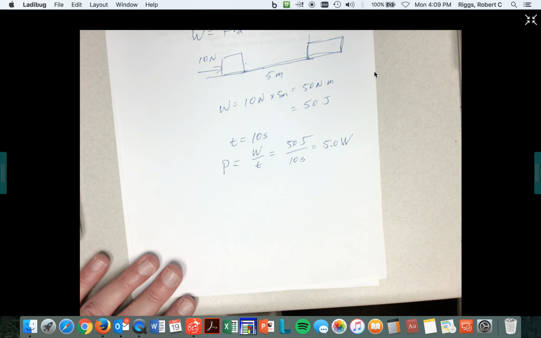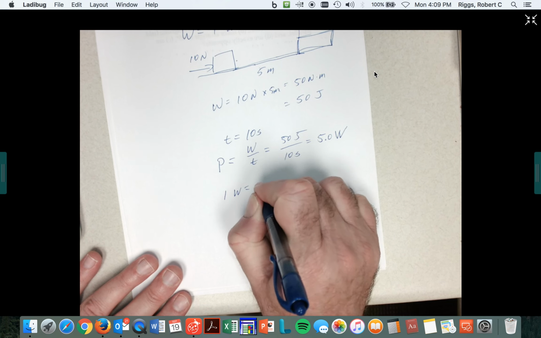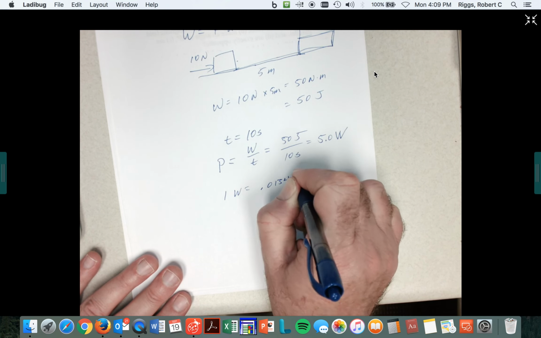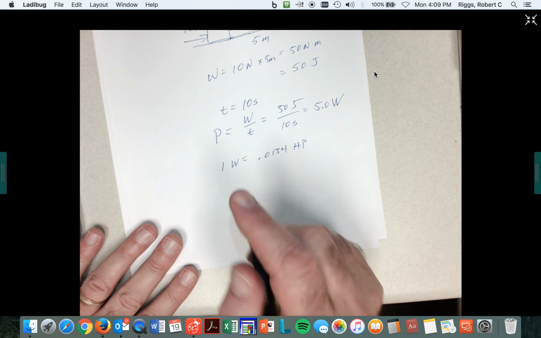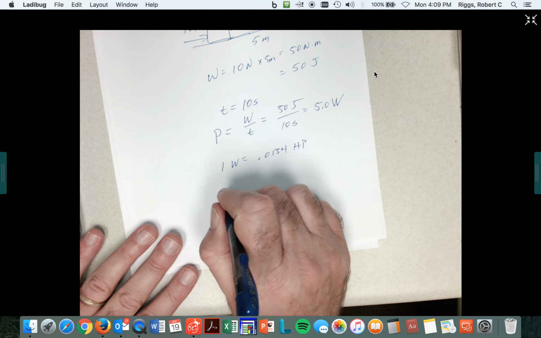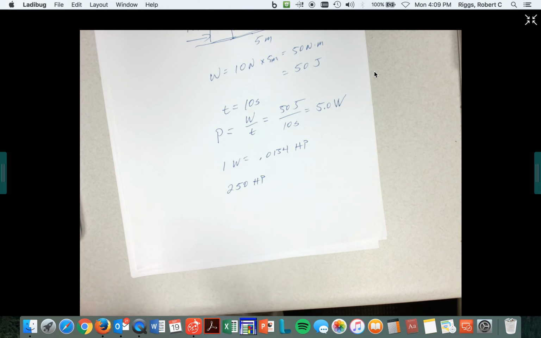All right. We're used to watts in our light bulbs and horsepower in our cars. One watt is equal to 0.0134 horsepower. So horsepower is a much larger unit, like 250 horsepower. So in other words, if I had something like a souped up car, because my car's like 150 horsepower, my Bad Ride Mazda, how many watts is that?